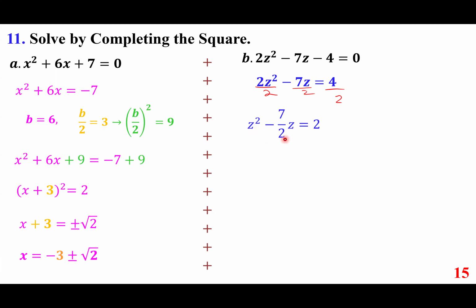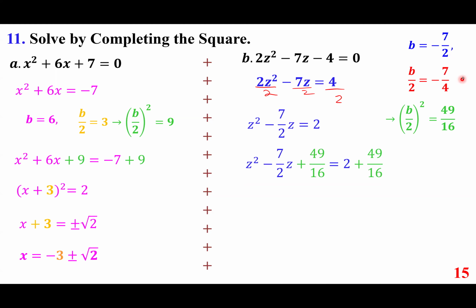What is b? Negative 7/2. It doesn't matter that it is a fraction. The concept is identical. We want to divide by 2. When you divide a fraction by 2, you can multiply its denominator by 2. So negative 7/4. To square that, we get positive 49 over 16. And now we're going to add 49 over 16 to both sides.